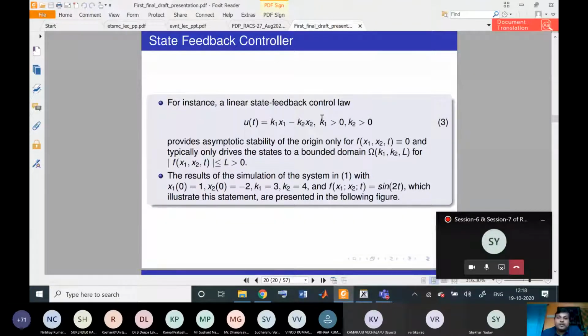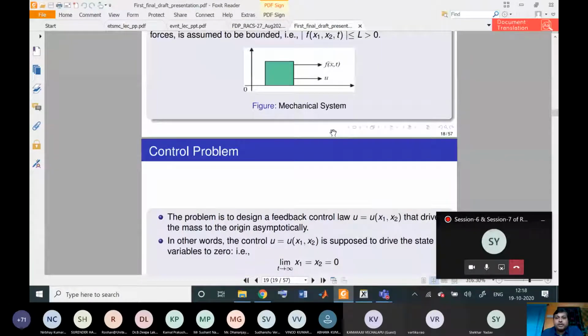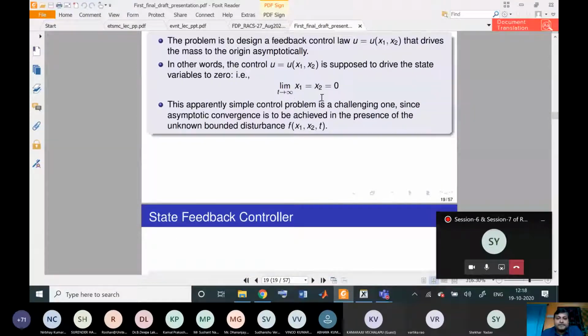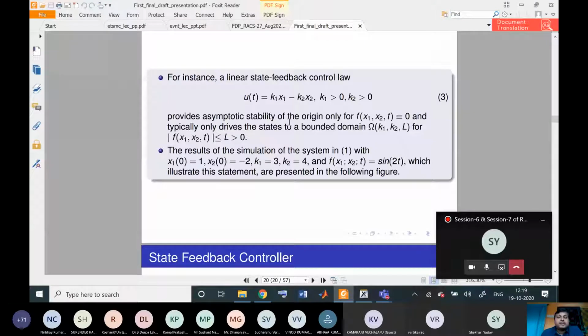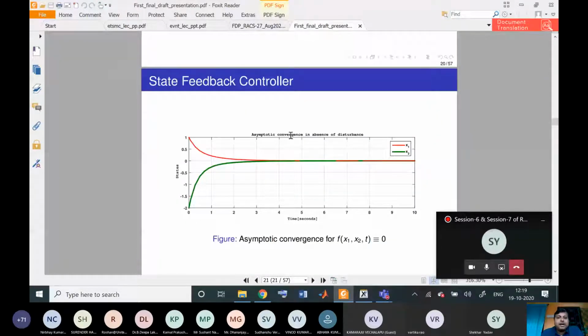First we have assumed that we have no disturbance, and we have chosen K1 equal to 3, K2 equal to 4, and we have taken the initial condition 1 and minus 2. With this gain we have plotted the system trajectories by assuming the disturbance is equal to 0. This is the plot we can see, where both the states are converging to the origin asymptotically.